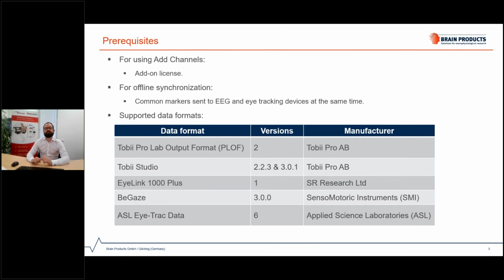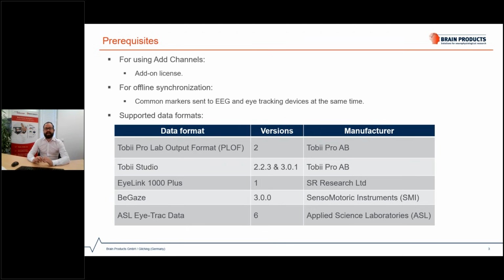But then also I want to mention what can we actually synchronize with channels. One thing that we will show today is the Tobii Pro Lab output format from the Tobii Pro Lab and, for example, from the Spectrum eye tracker. However, we can also read some other formats with channels, some Tobii Studio formats, and also some formats from other manufacturers, from SR Research, from SMI, and from ASL.